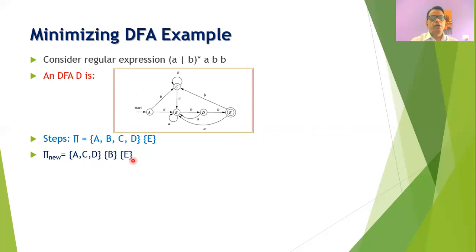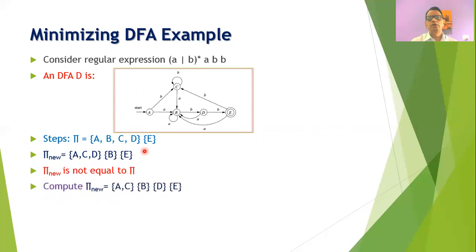Now, when we compare this pi new with the old pi, one can easily observe that pi new and pi are not the same. Therefore, we will again create a new partition. Now, if you try to further partition this pi new, you can easily observe that B and E cannot be further partitioned, but A, C, D it is possible to further partition.